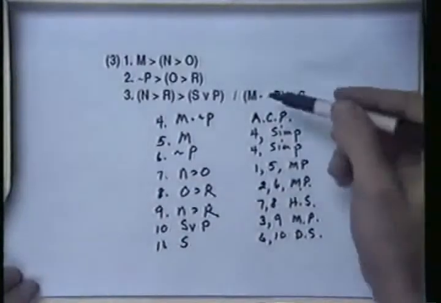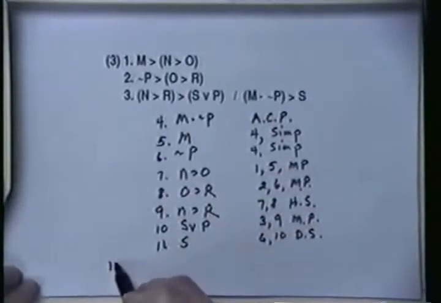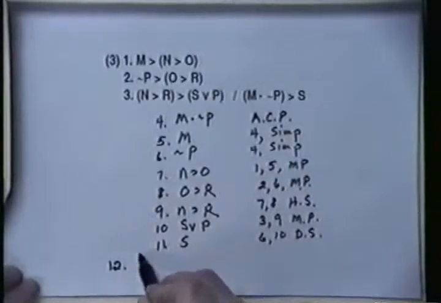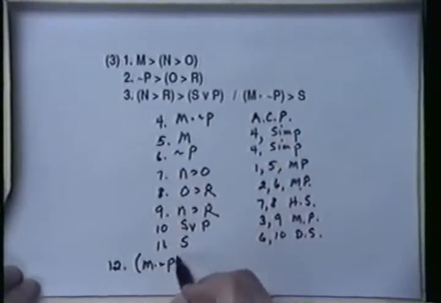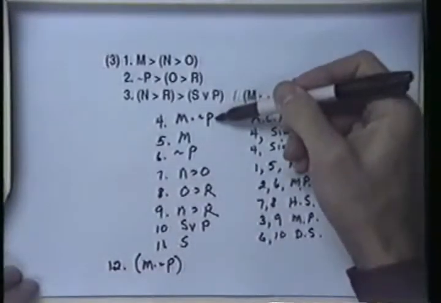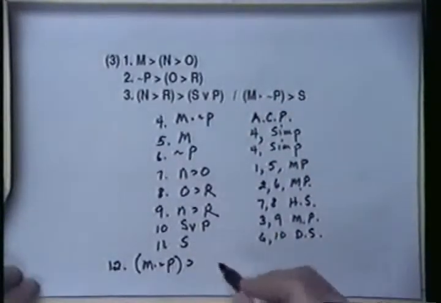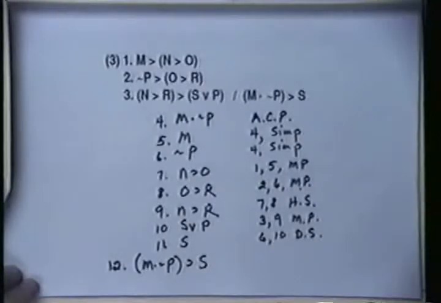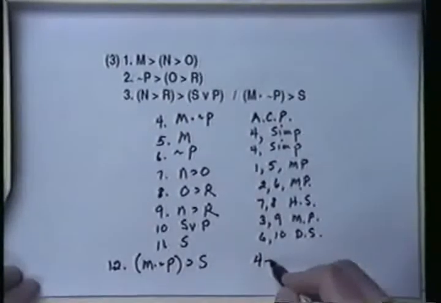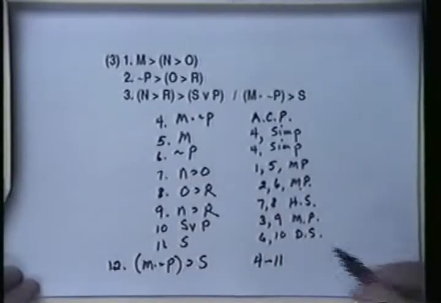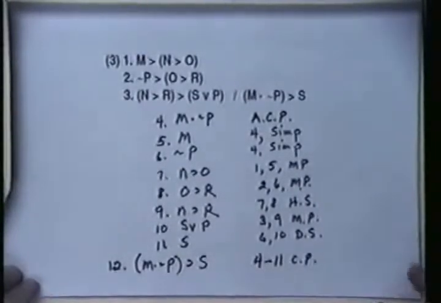And now we have what we were looking for, and so we can discharge out here and complete the proof with M and not P. Remember, that's the assumption that we've taken. Hooks the last line S, and that's our conclusion. And so we cite here the entire series of lines, 4 through 11, the whole subproof, conditional proof.